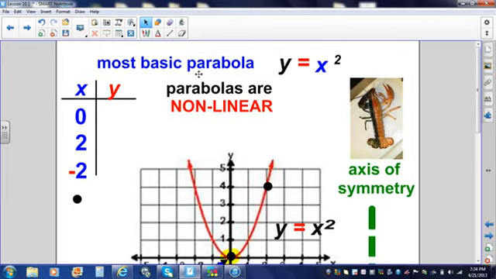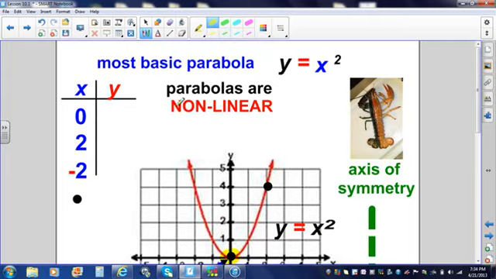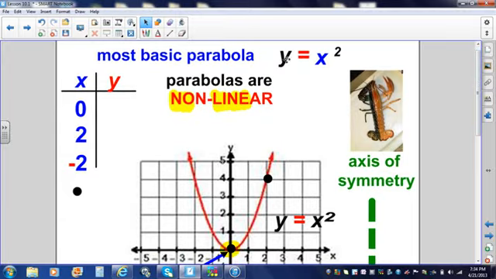All right. First thing we're going to realize about a parabola, it is non-linear. Non-linear. Nice vocabulary word. Non-linear simply means it does not make a straight line. So anytime we graph a parabola, it is not going to make a straight line. So your most basic parabola is y equals x squared.